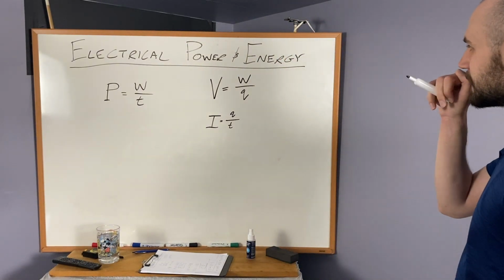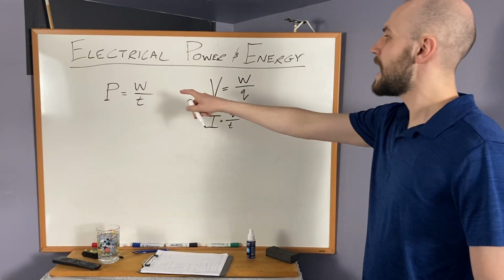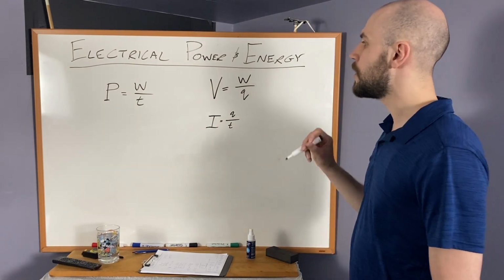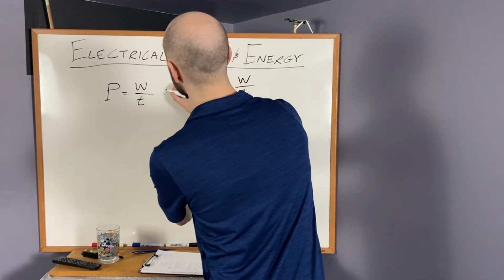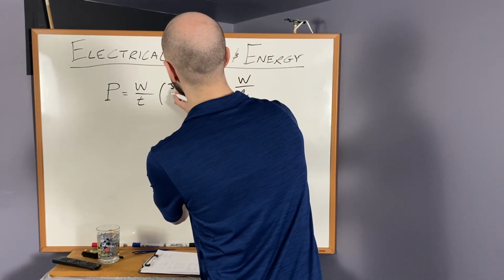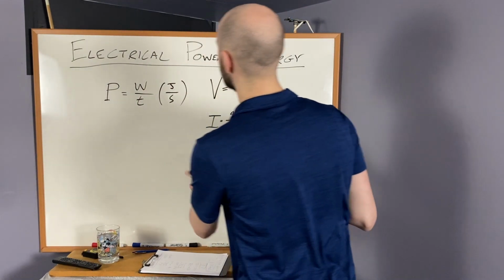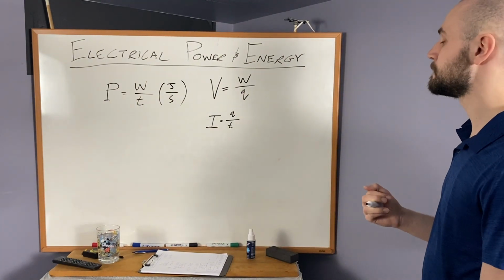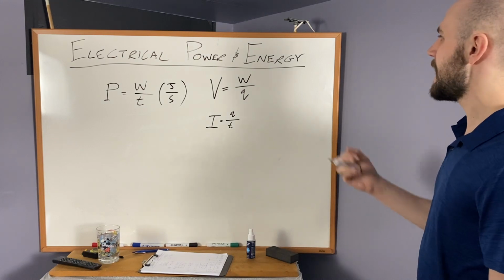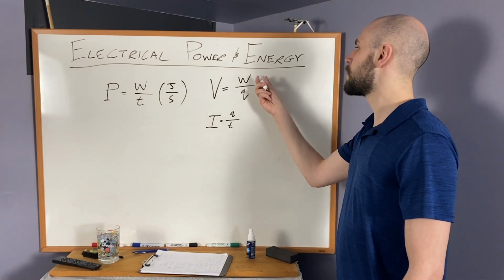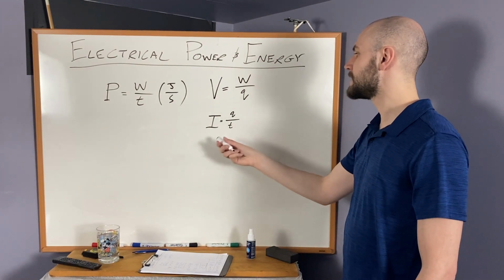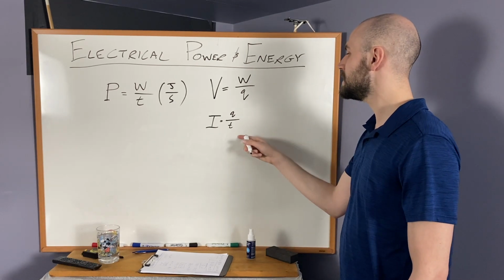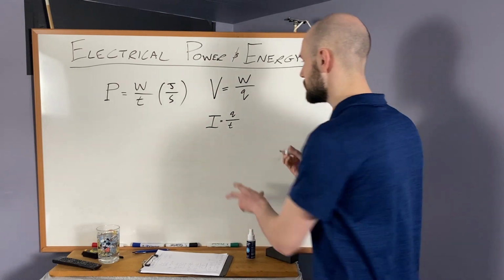But notice what we have here. Our definition of power is work over time, and that's measured in joules per second. How many joules are being transferred every second, right? And if we have voltage being work over charge and current being charge per unit time, what if I took these two things and multiplied them together?